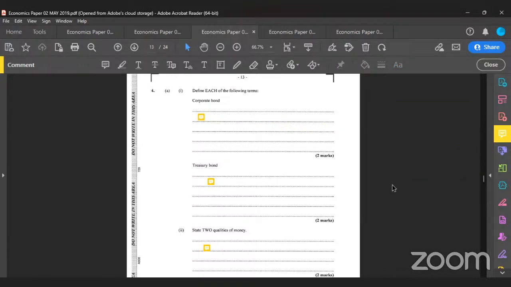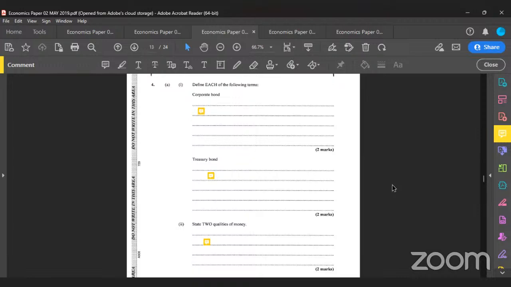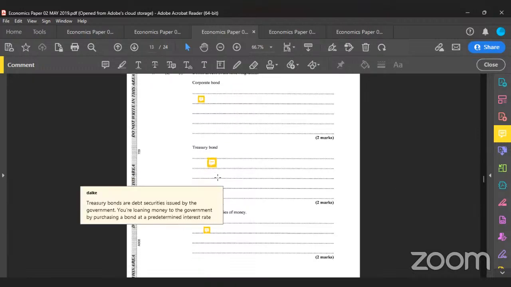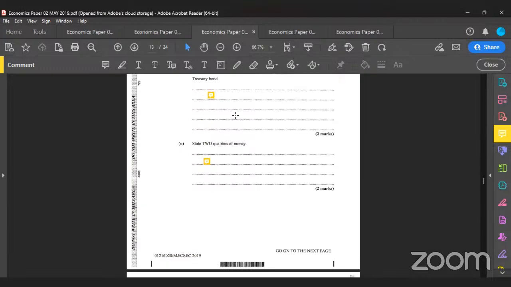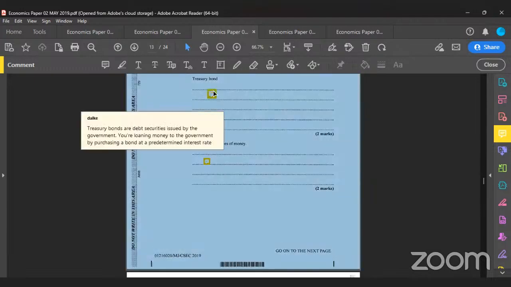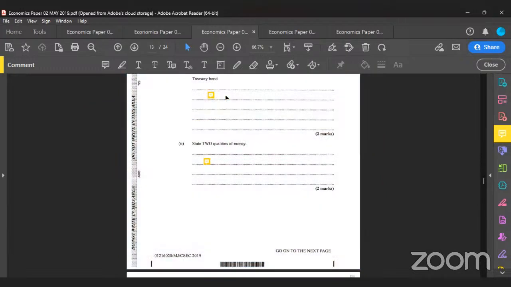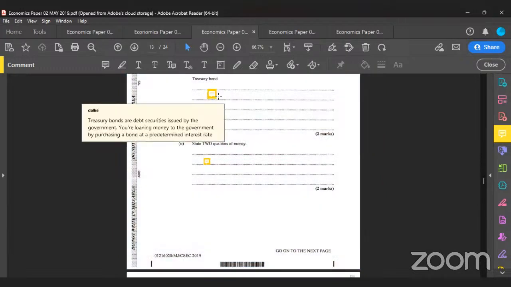You also have the government bond, which is the way that governments seek to increase their own funding. Now this is a treasury bond, and these are the debt securities issued by the government. And essentially, just like the corporate bond, you're loaning money to the government by purchasing a bond.